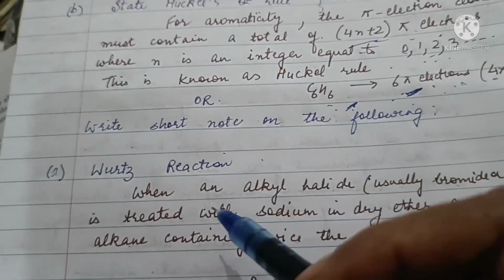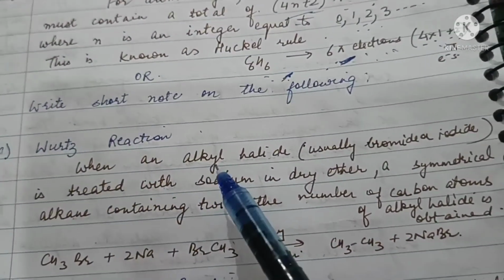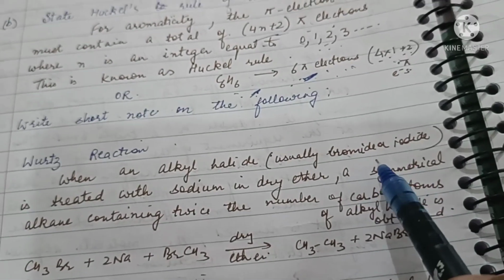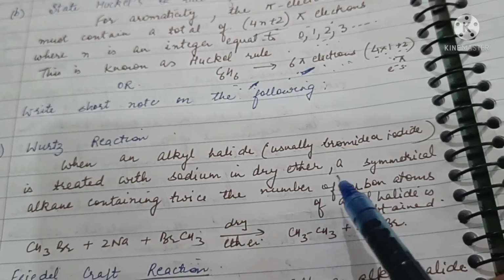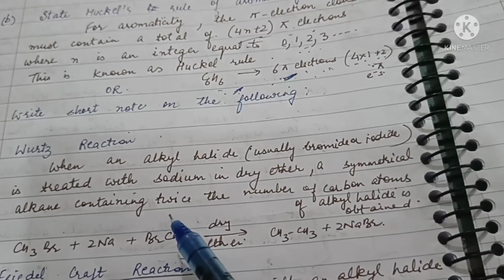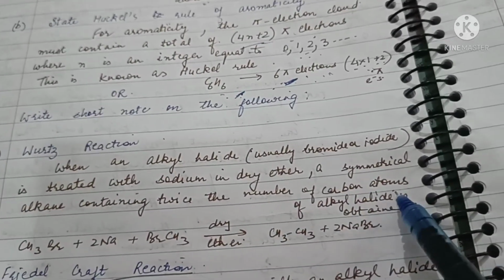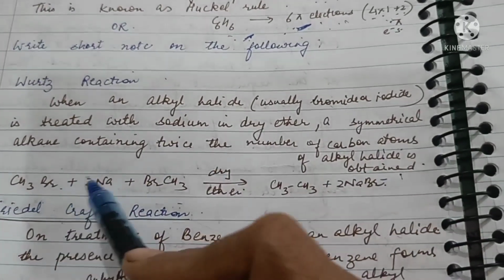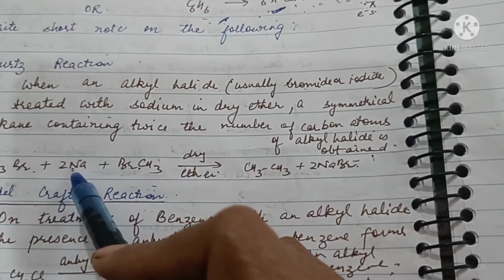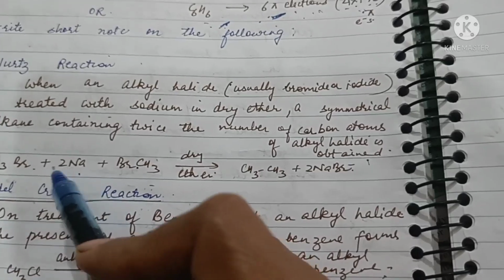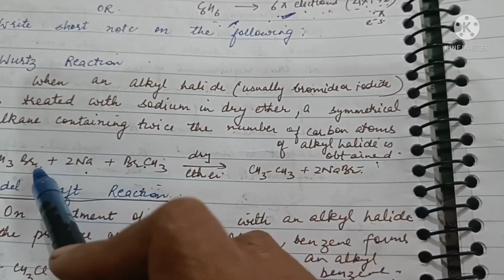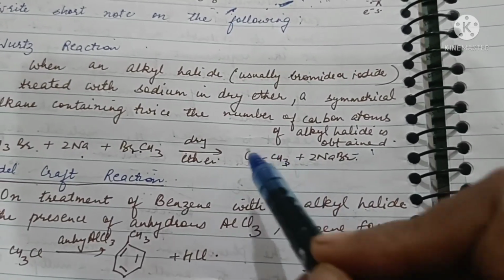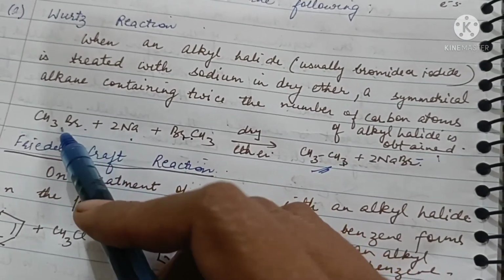Write short note on the following. Wurtz reaction. When an alkyl halide, usually bromide or iodide, is treated with sodium in dry ether, a symmetrical alkane containing twice the number of carbon atoms of alkyl halide is obtained. For example, methyl bromide, 2 molecules will react with sodium to form NaBr, and these two attach with each other. So the alkane that is formed contains 2 carbon atoms, whereas alkyl halide had only 1.